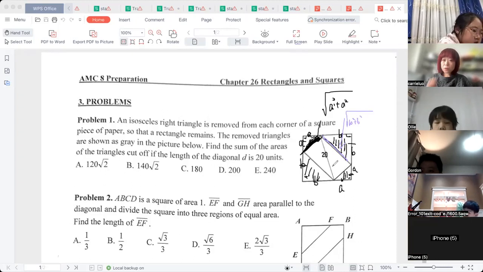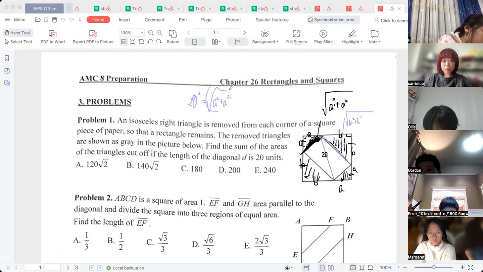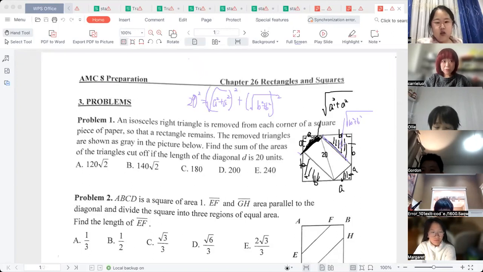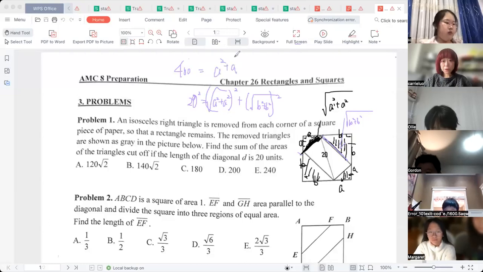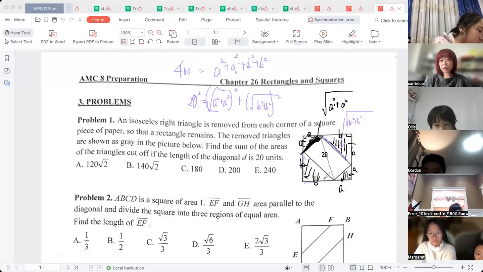Okay, so 20 actually equals what? So 20 squared equals a squared plus a squared, plus b squared plus b squared. Correct, everybody? Who is having such a big echo? Okay, so 400 equals a squared plus a squared plus b squared plus b squared. Correct? So now we need to find out how to calculate the area of them.